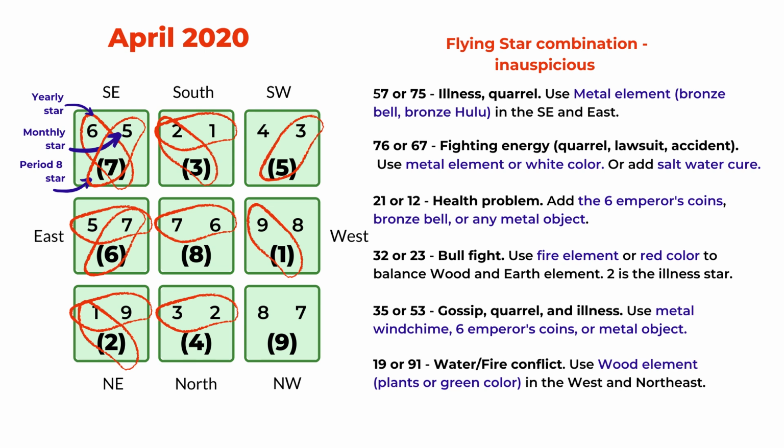The southeast has 5, 6, and 7, so there's a 6-7 or 7-6 combination. And the 6 and 7 combination creates fighting energy. So we can use the metal element or white color in this area. And it's the same in the center area. You can see 6-7, so 7-6, 6-7. You can use the white color or the metal element to reduce the fighting energy.